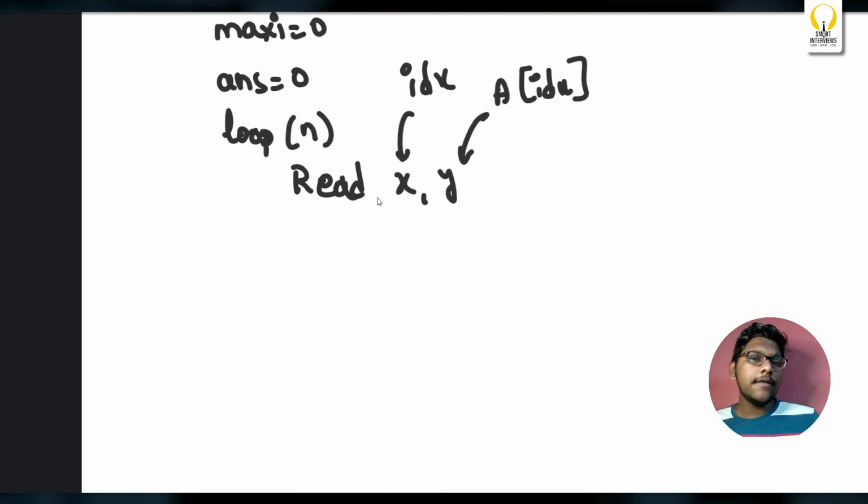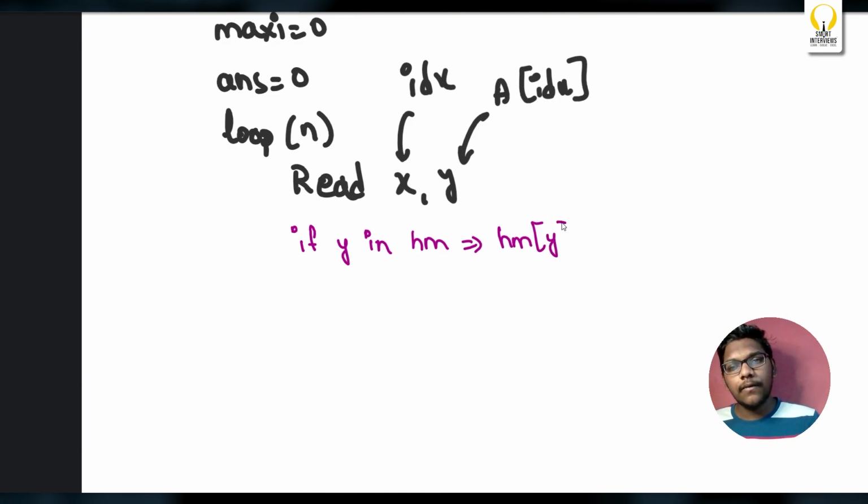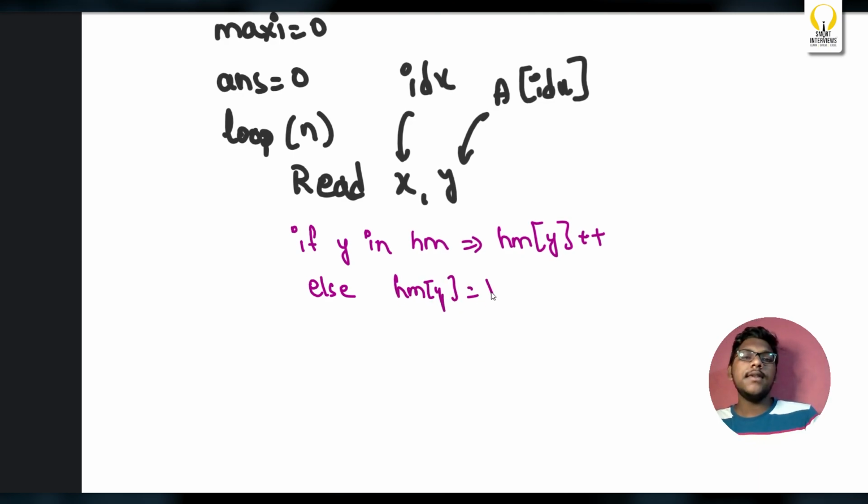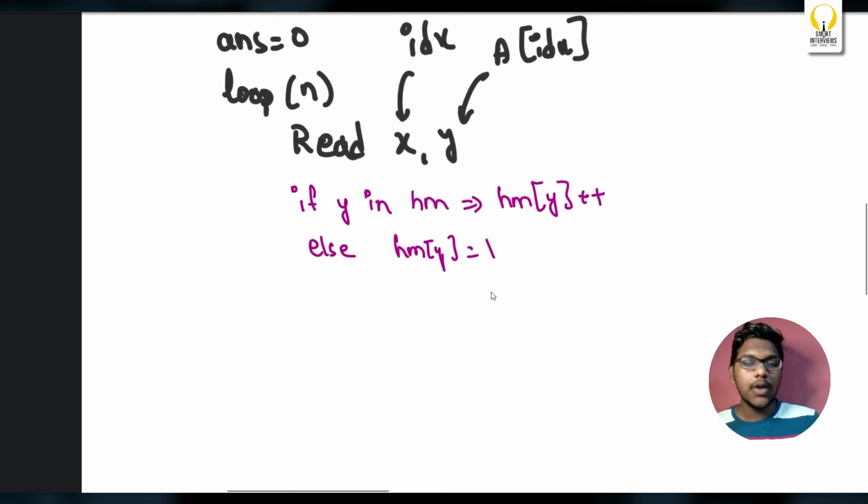We should first check if my y is present in the hash map or not. If my y is in the hash map, I'll update the hash map of y frequency, else I'll place in the hash map the element with frequency 1. Now what's the next step? As I'm reducing a 0, what will I have to do? I'll simply do count minus minus.